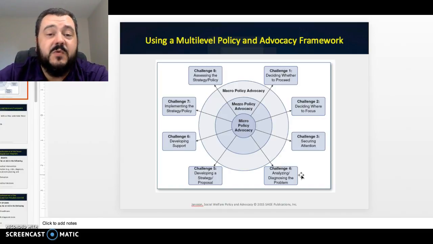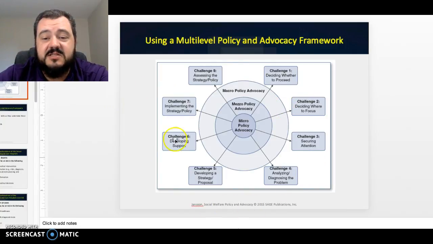Then you've got to get the support that you need in order to make things happen. You don't do it in a vacuum. You have to get other people to support you. And then you implement the strategy or the policy and see if it worked. That's challenge 8, see if it worked. So that's a quick, dirty little description of how we start putting together this policy and advocacy framework.